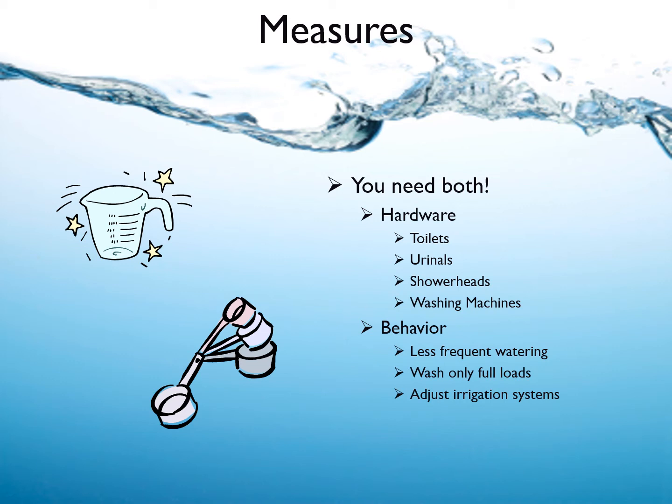So going back to the landscape issue, if you put in a native plant garden, you're going to have a lot less frequent watering. Ultimately, you're only going to water if you have an extremely long, dry winter. You're not going to water at all in the summer because native plants don't like water in the summer. But that's a behavioral change. Washing only full loads of laundry, it's a behavioral change. Adjusting irrigation systems for the seasonal use, that is a behavioral change. So these two components, hardware and behavior, are called measures.